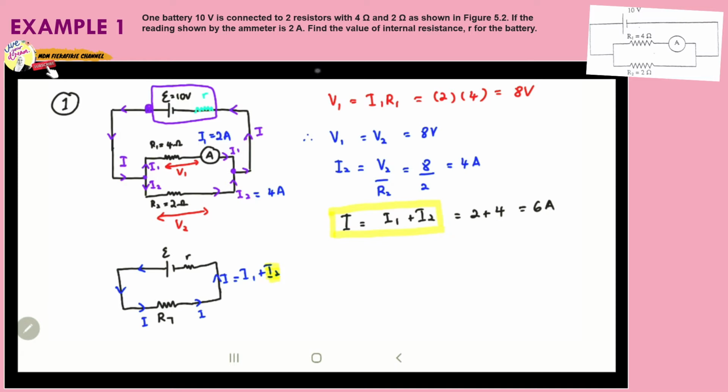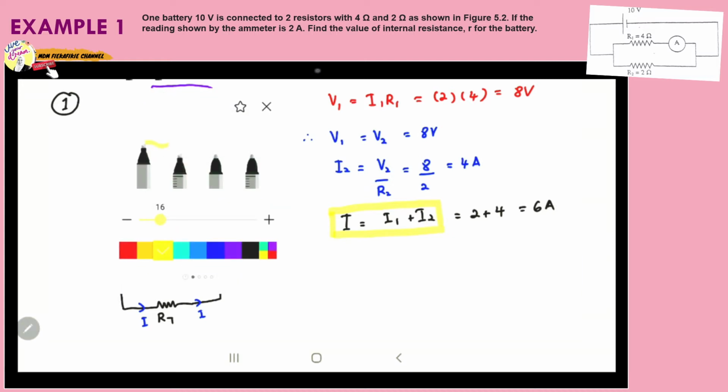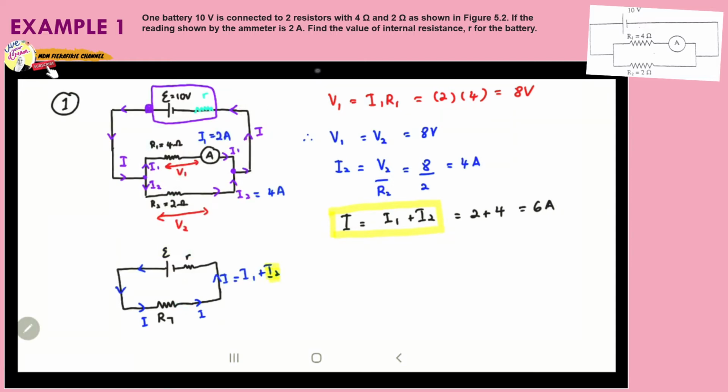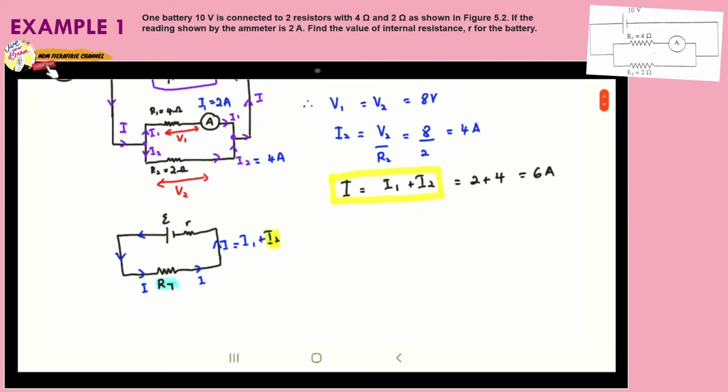Now before we proceed to find the internal resistance of the battery, let's first calculate the total resistance of the circuit, the total external resistance, RT. Let's put a color here, the blue color. Let's highlight. I want to calculate what is R total here, where R total is for the parallel circuit.